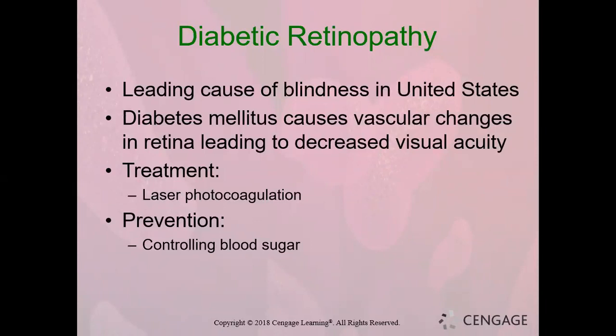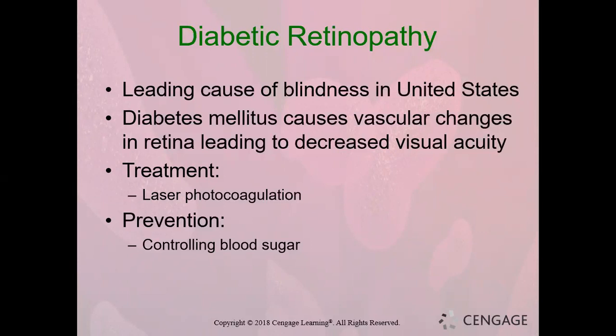Diabetic retinopathy is the leading cause of blindness in the United States, and this is caused by diabetes. They can do some laser things, but really they want to prevent this by controlling their blood sugar. And if you think about it, it's mostly because your eyes have very, very small vessels. So when there's a lot of sugar floating around in there, the vessels get clogged up, and the eye is not going to get the oxygen and the things that it needs, because it's so small, it's not going to get there.